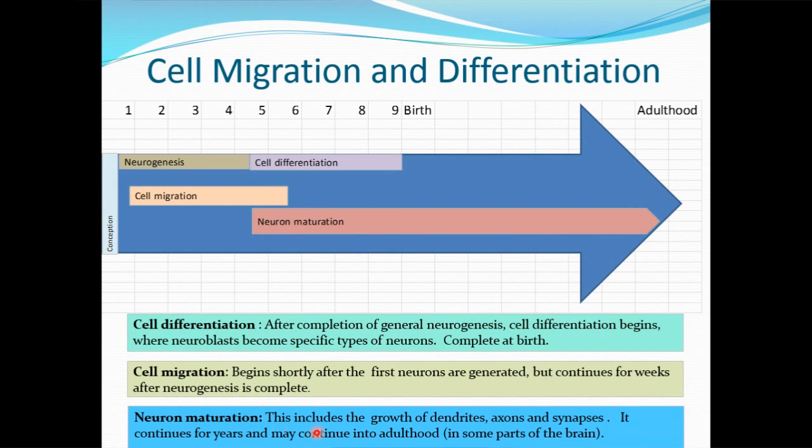Neuron maturation, this includes the growth of dendrites, axons, and synapses. It continues for years and may continue into adulthood in some parts of the brain. So here you have your neuron maturation, and it just goes on for a very, very long time.